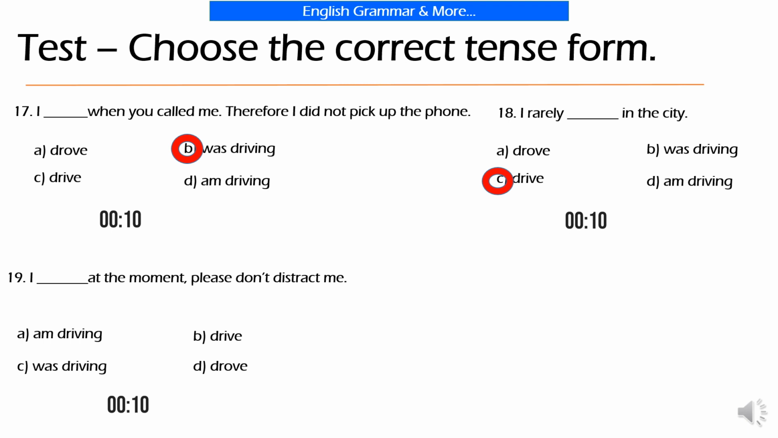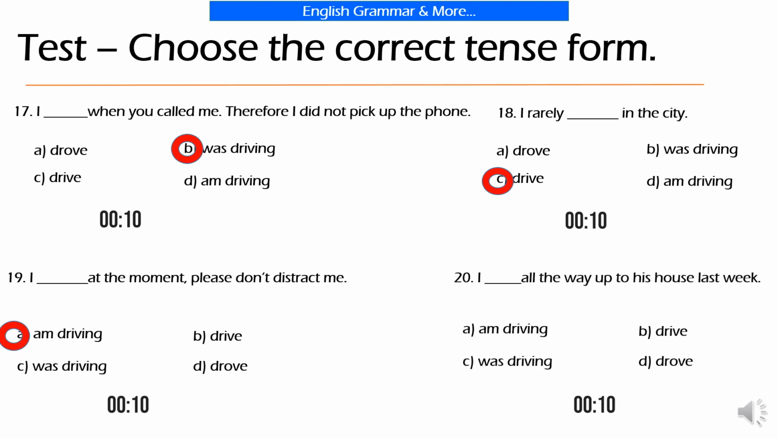Question 19. The correct answer is A. I am driving at the moment. Please don't distract me. Here, from the time adverb at the moment, as well as the follow-up sentence, please don't distract me, we understand that this action is happening as we are speaking. Therefore, we have chosen the present continuous tense form.